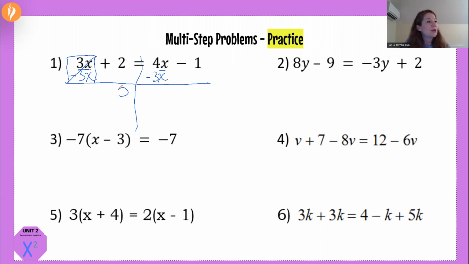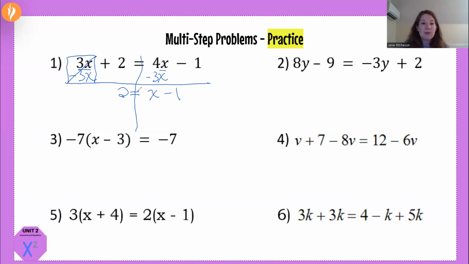I bring down my 2, and now on the other side, I have 4x minus 3x. Well, 4x minus 3x is 1x, and 1 times x is just x. And then I'm going to bring down my minus 1. Here's my x. I want it by itself.